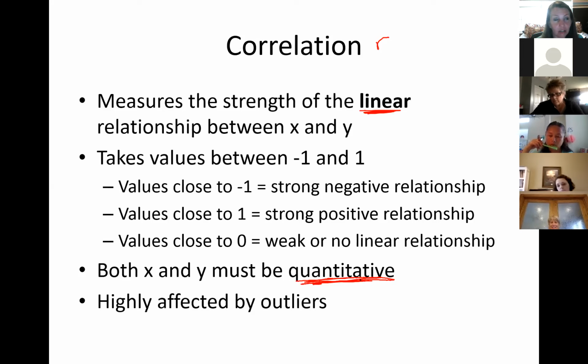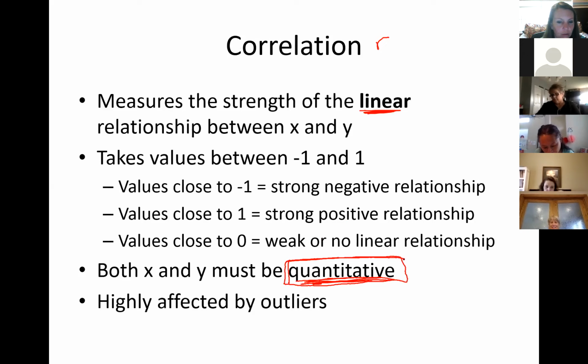If you look at how you calculate correlation, you never have to calculate it by hand, but it's this big, ugly, messy formula. And there's no way to plug in a categorical variable. So when we're talking about correlation, both variables have to be quantitative.